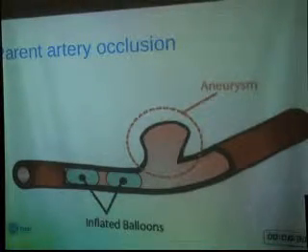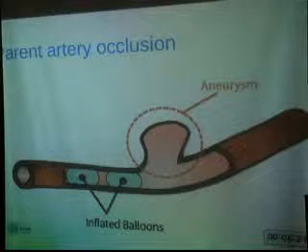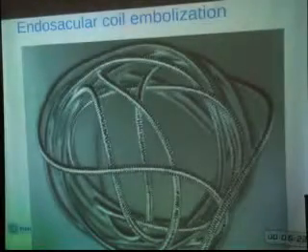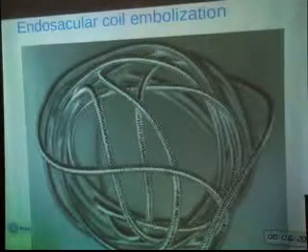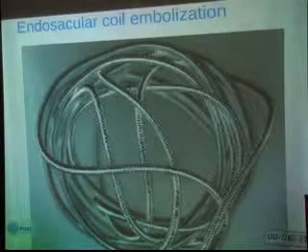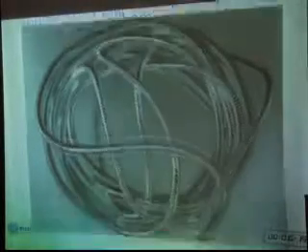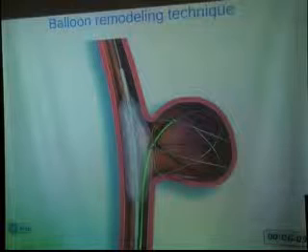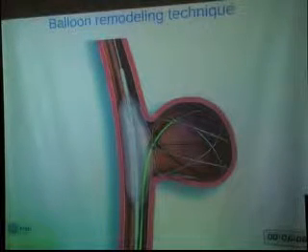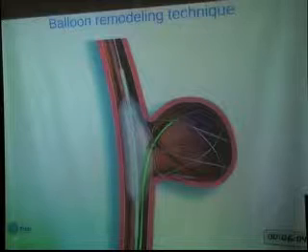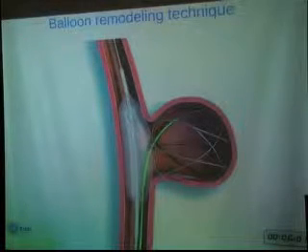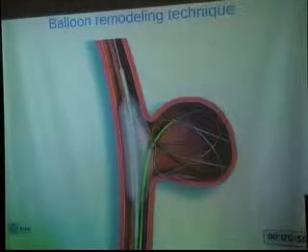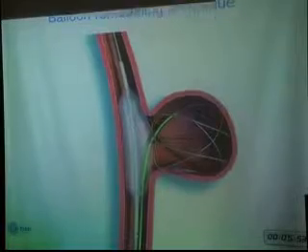Endovascular therapy has different techniques. We have parent artery occlusion, where we occlude the main vessel carrying the aneurysm, leading to its occlusion. We have endosaccular coil embolization, which started with the introduction of the Guglielmi detachable coil, GDC coils. We also have the balloon remodeling technique, where we use an inflatable balloon at the neck of the aneurysm to allow more dense packing of the aneurysm and also prevent prolapse or migration of the coils from the aneurysmal neck, and this is very suitable in cases of wide neck aneurysms.